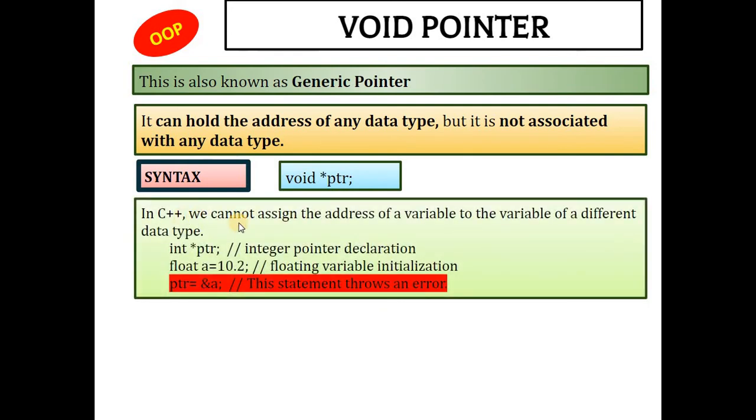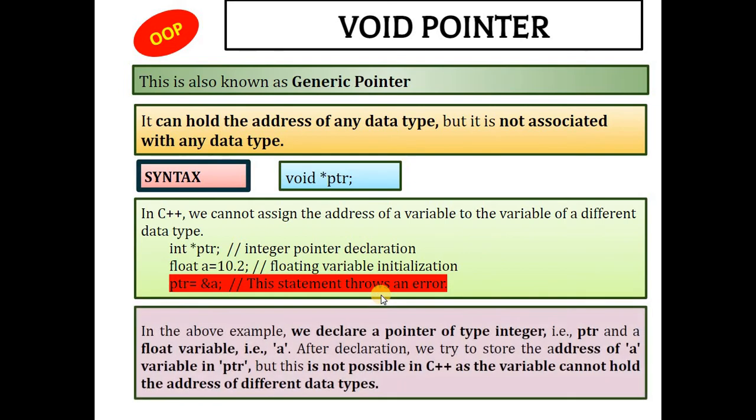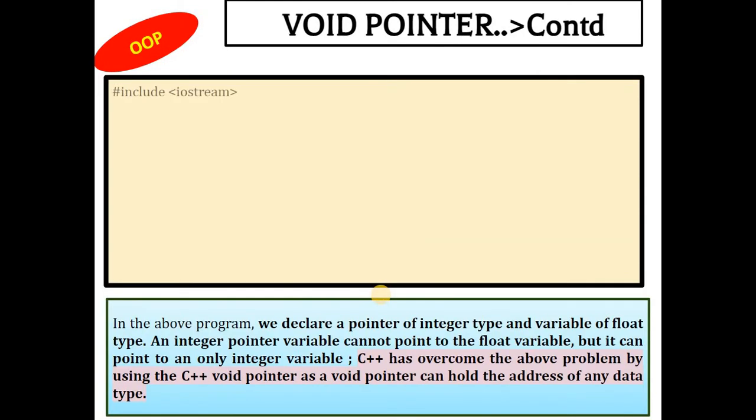In C++, we cannot assign the address of a variable to a pointer of a different type. So if I write int asterisk ptr and float a is equal to 10.2, I cannot make ptr point to a, because a is of type float and ptr is of type integer. This cross compatibility is not there. So the solution is that we should declare it as a void pointer.